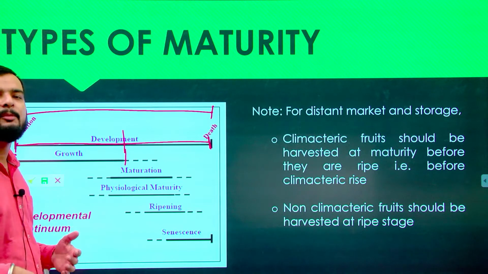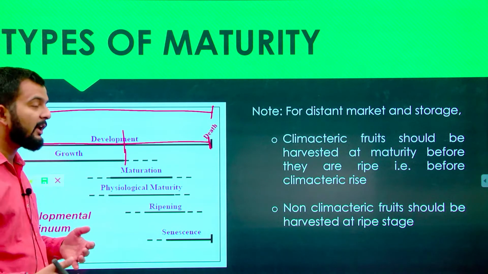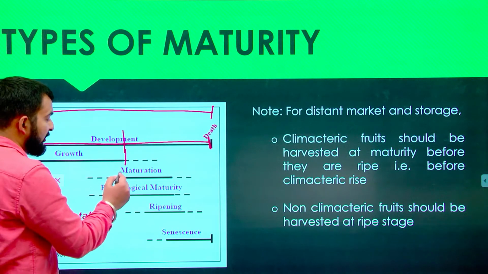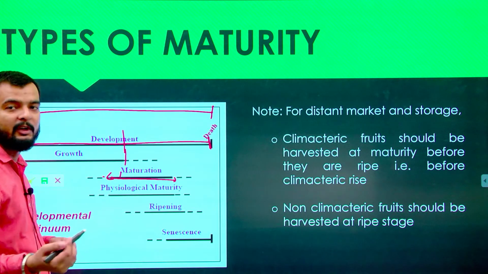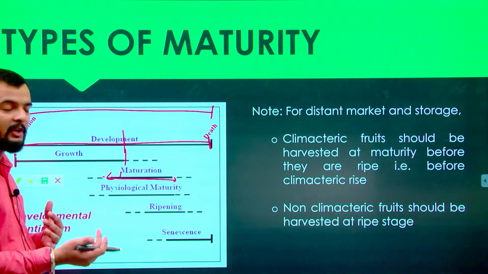Not only half, it can be more than half or less than half, varies depending on the fruit, what fruit or vegetable we are talking about. Then maturation: after growth your maturation will begin, that is the fruit will start to mature. Growth is when the size of the fruit increases and tissues are developed.